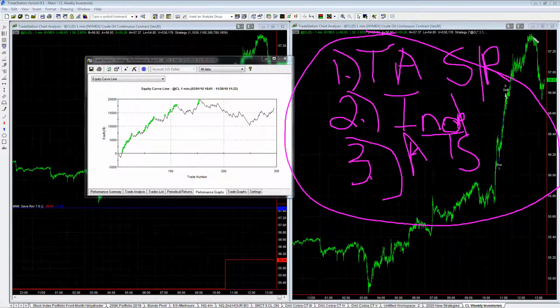You see some give back here in crude oil. FOMC report is coming up here in about 30 minutes, so it should be interesting to see what happens with stocks and gold and crude oil.